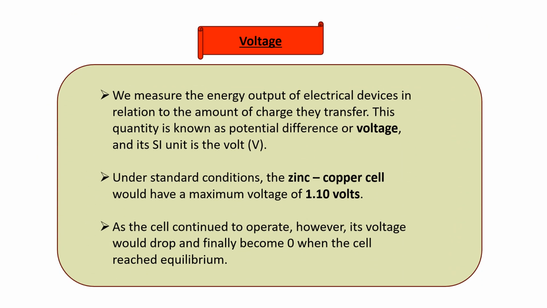Voltage. We measure the energy output of electrical devices in relation to the amount of charge they transfer. This quantity is known as potential difference or voltage, and its SI unit is the volt. Under standard conditions, the zinc copper cell would have a maximum voltage of 1.10 volts. As the cell continued to operate, however, its voltage would drop and finally become zero when the cell reached equilibrium.